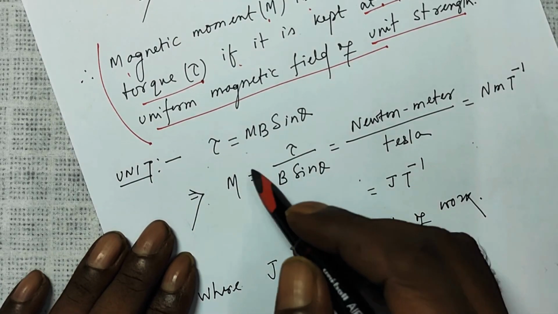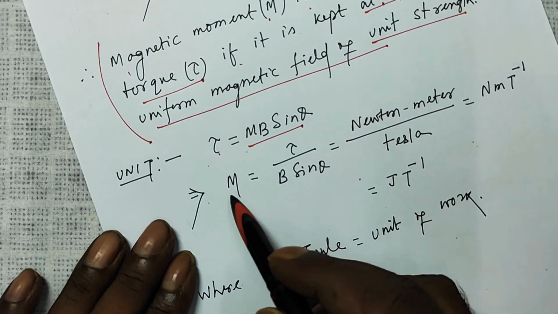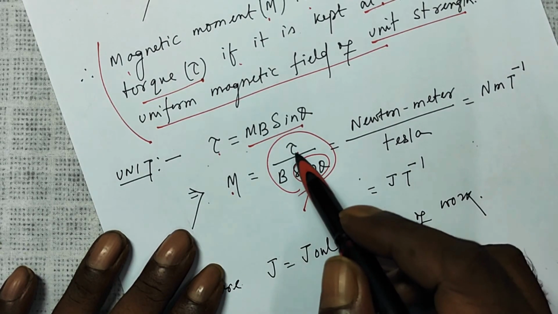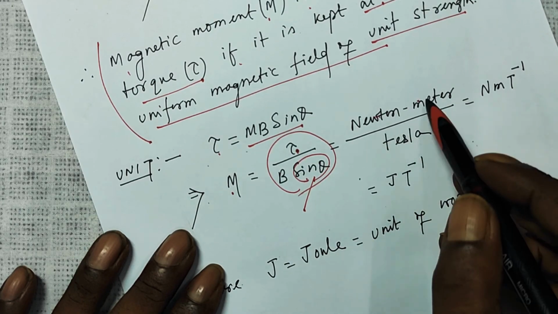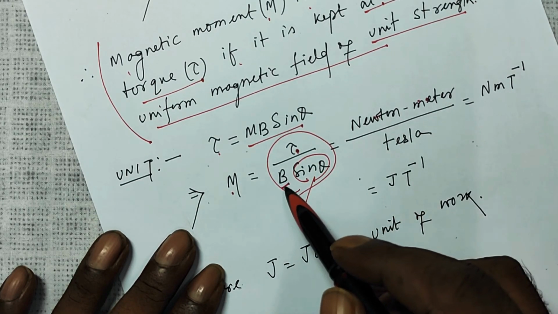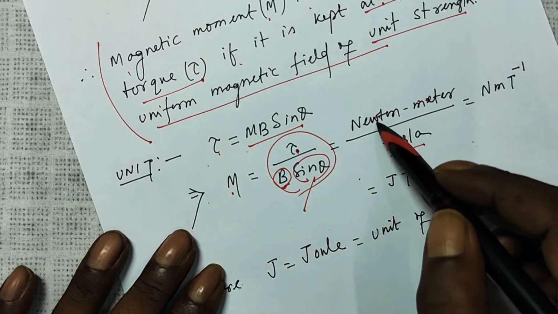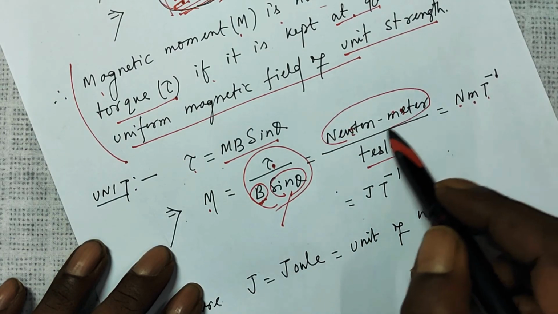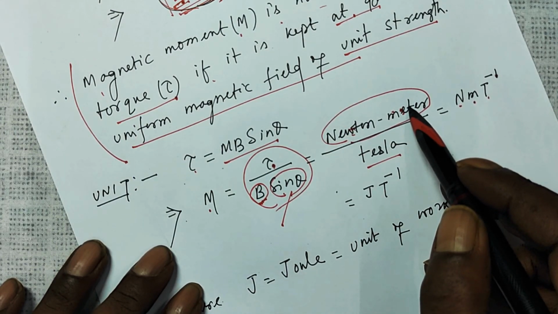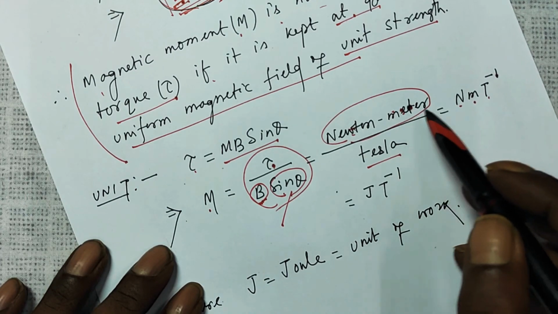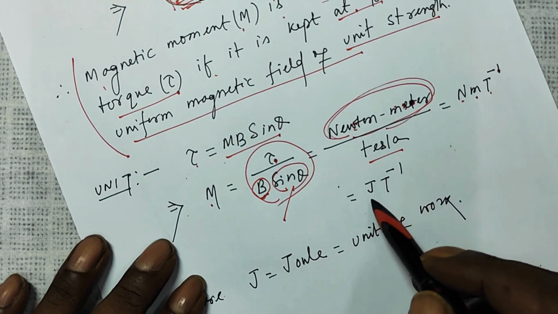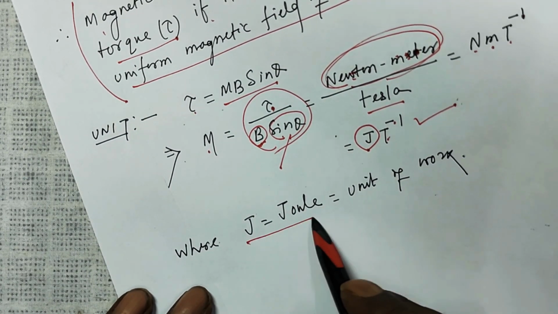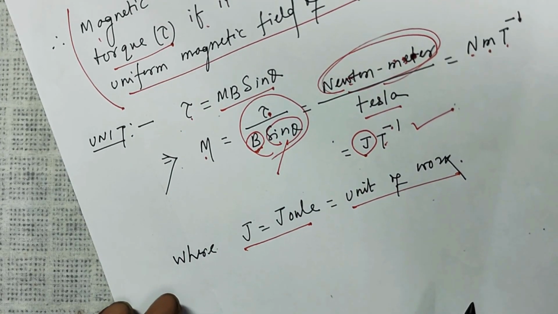Now let us find out the units. Tau is equal to MB sine theta. So M is equal to tau over B sine theta. Sine theta is a number, it has no unit. Torque is the force into perpendicular distance, Newton meter. And the unit of magnetic field B was Tesla. So Newton meter, Tesla inverse. And Newton meter, that is force into displacement, is the same thing as work done. And the unit of work is joule. So you can write joule per Tesla, J T inverse, where J is joule, the unit of work.